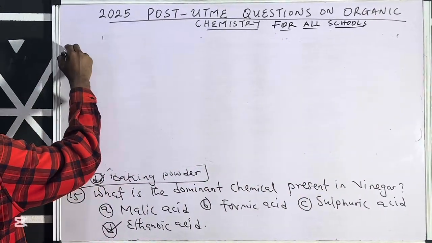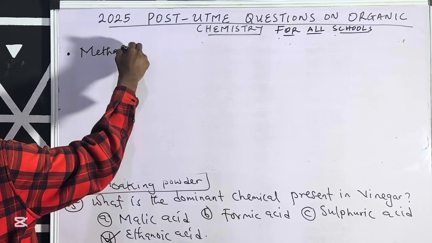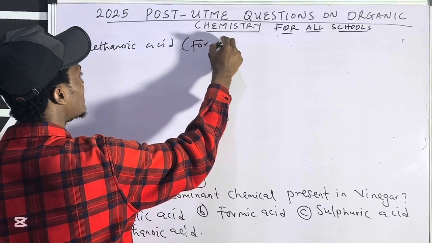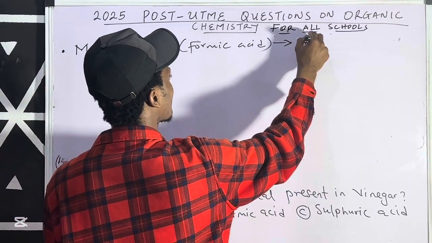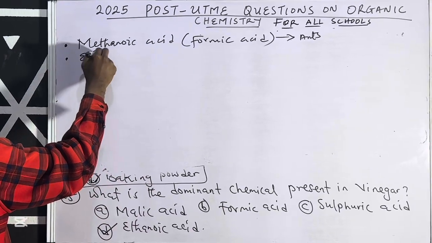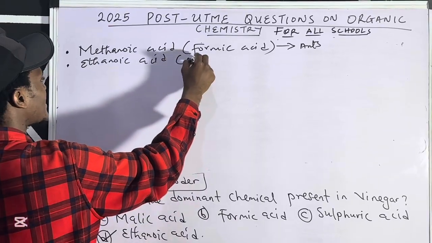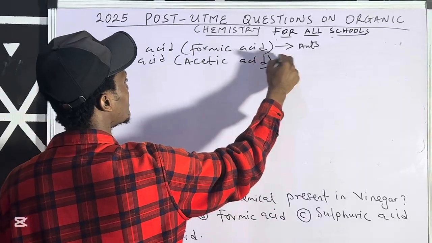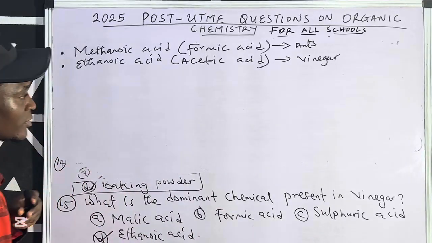Now the first member is methanoic acid. Methanoic acid is also called formic acid, and it is often found in ants as well as bees. Then the next member is ethanoic acid. Ethanoic acid is also called acetic acid. These are their common names. It is found in vinegar. That was how we obtained the answer to the question there.